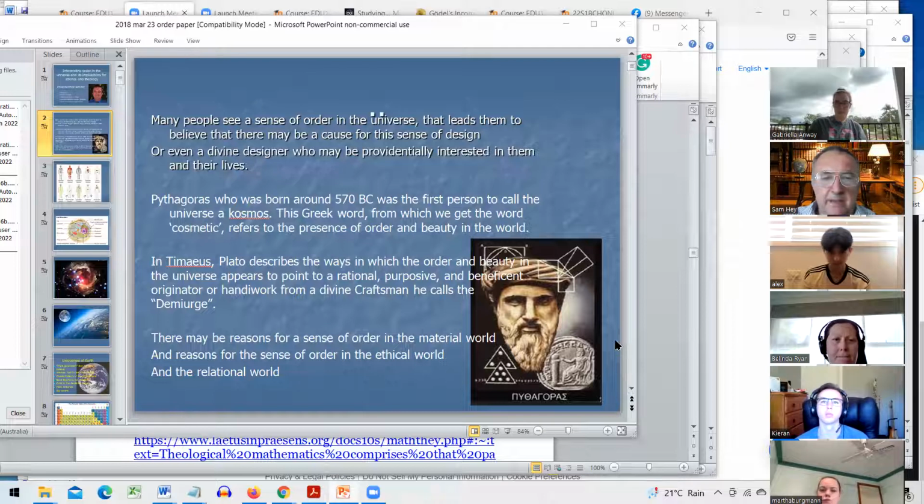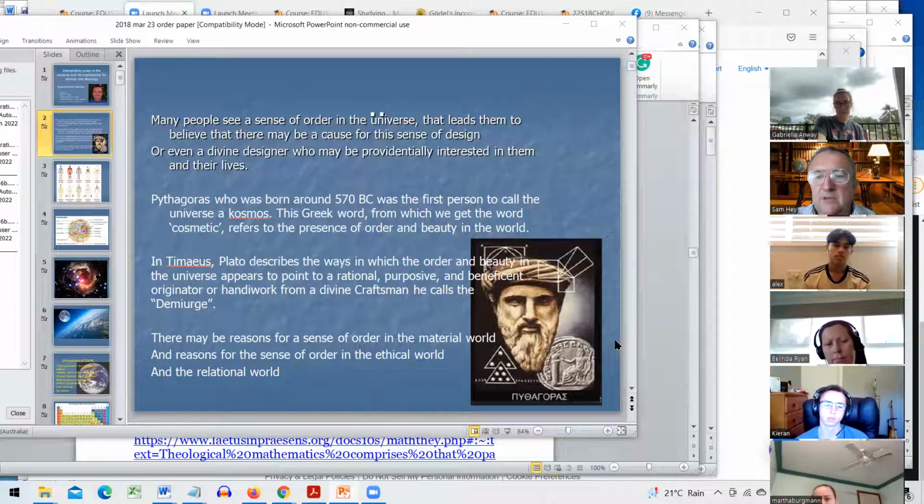Pythagoras around 400 to 500 BC used the word cosmos, from which we get the word cosmetic. It refers to the presence of order and beauty in the world. And Plato in Timaeus describes the ways in which order in the universe is also beauty. And so when you see a right-angled triangle, there's something beautiful about it. And when you see a perfect square or a perfect circle, there's something beautiful about it.